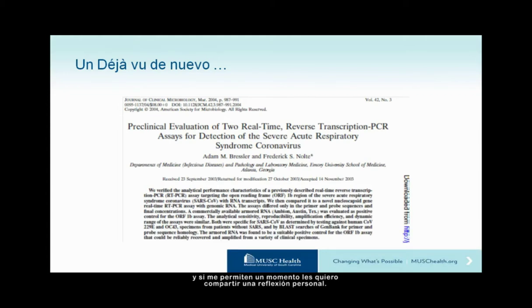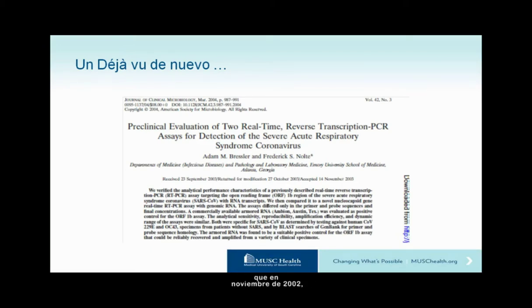And if you'll just permit me a moment to share a personal reflection. Yeah, this is deja vu all over again for me. This is a publication that we put together in 2003, but it is in response to the first SARS outbreak.